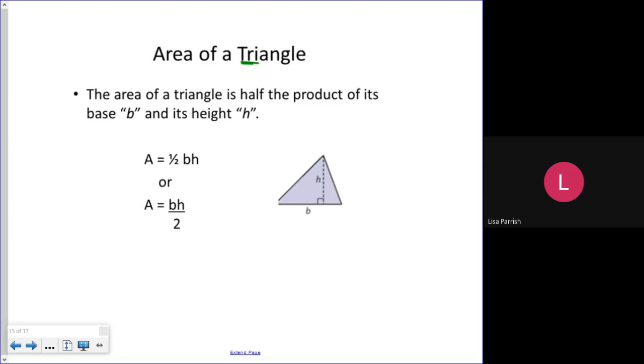So for area of a triangle, most of us can identify that, but we don't always know the formula. So the area of a triangle is half the product of the base and height. Now, this is kind of like a rhombus.